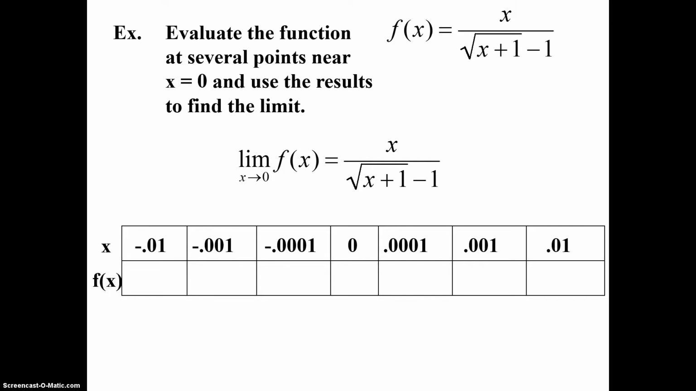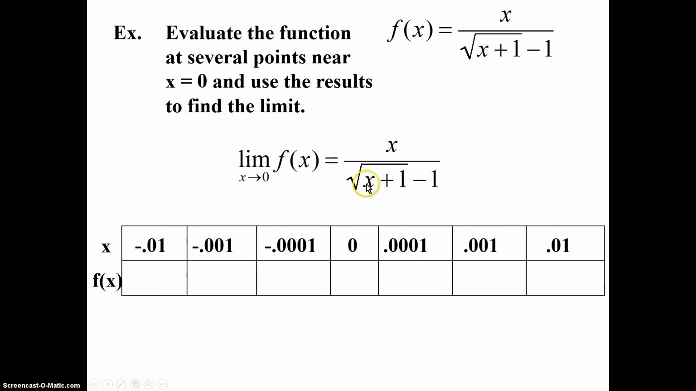It says evaluate the function at several points near x equals 0 and use the results to find the limit. So you have the limit of f of x as x approaches 0, and you have your function right here. Again, tabular method, very simple. The only difficult part about the tabular method is some of you tend to misplace your decimal point, or add more zeros than usual, or not add enough zeros. So you need to be careful that you're punching in the right value.